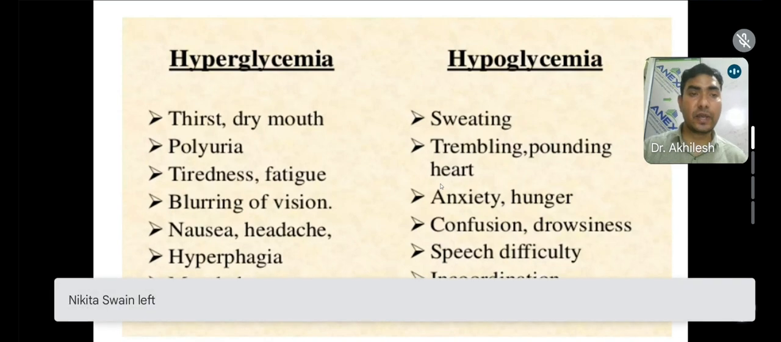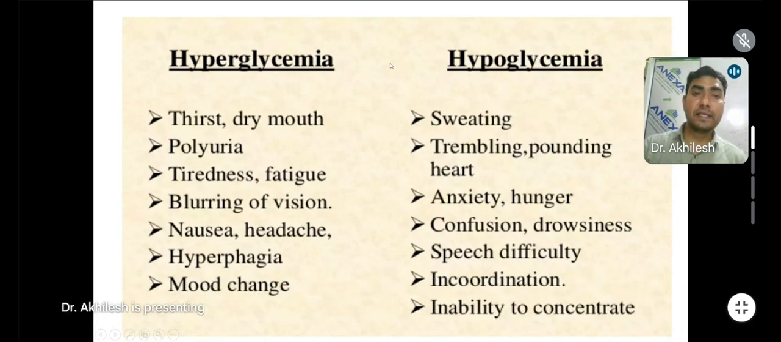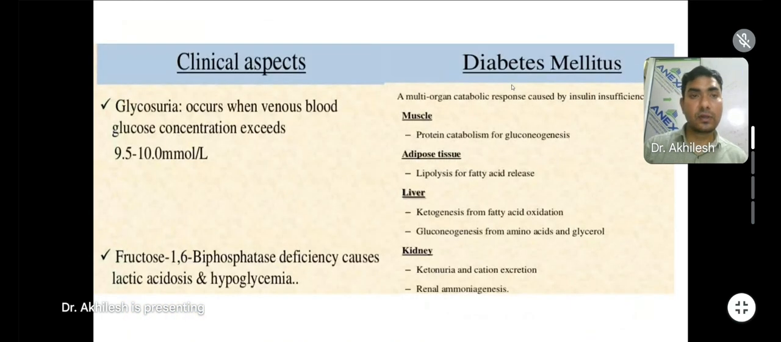These are the conditions with hyperglycemia and hypoglycemia. Hyperglycemia means your body has too much glucose, and hypoglycemia means your glucose level is too low. We have discussed diabetes and all this.